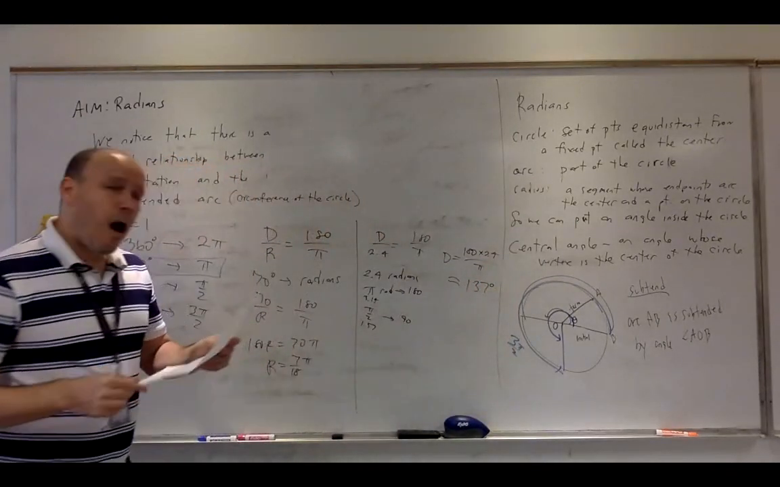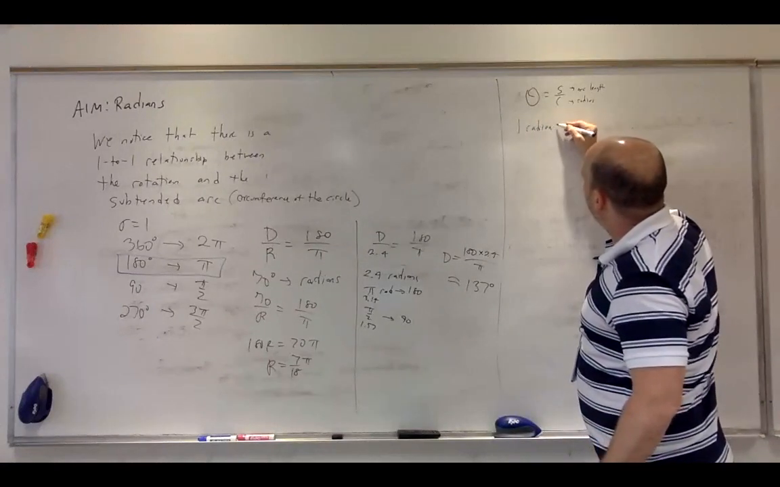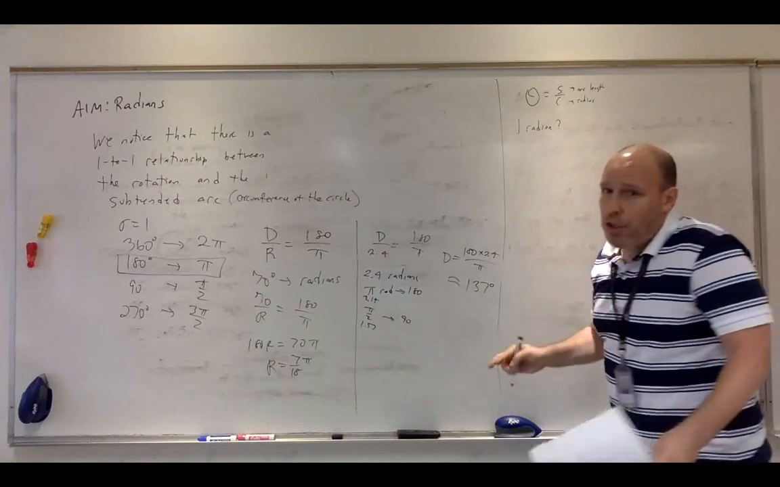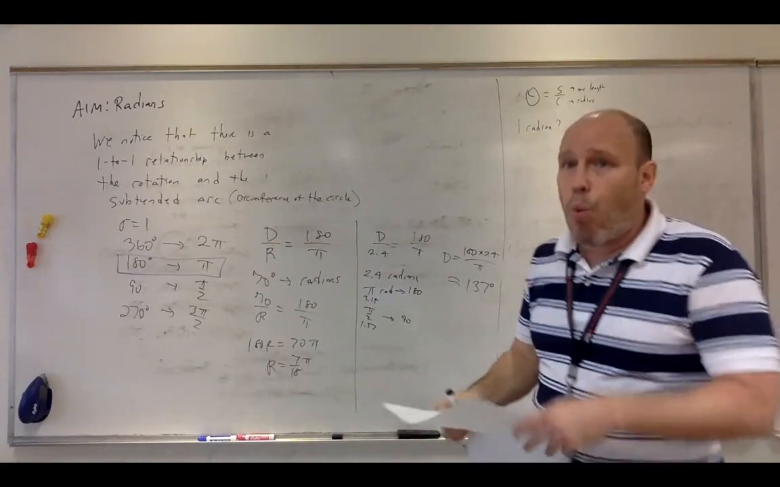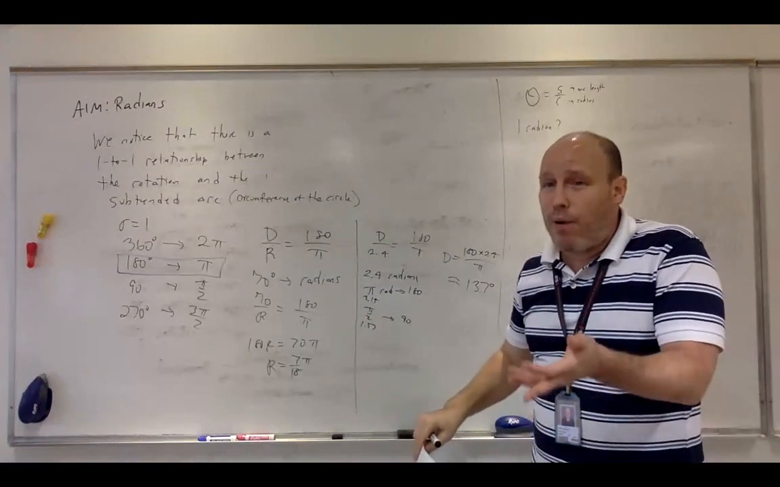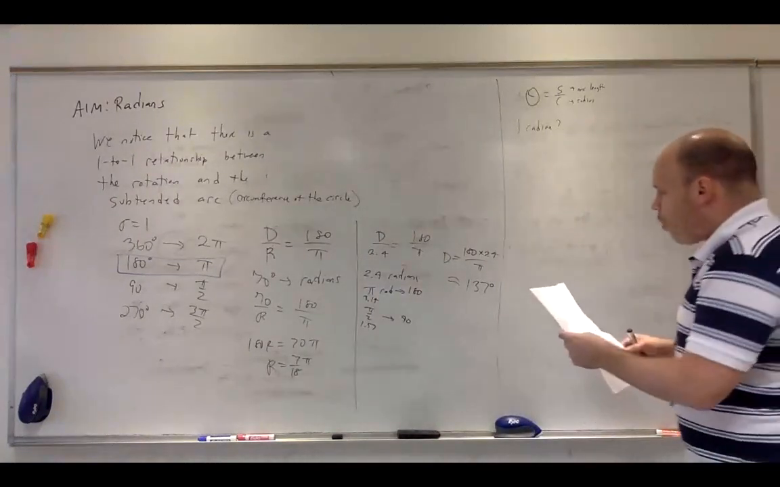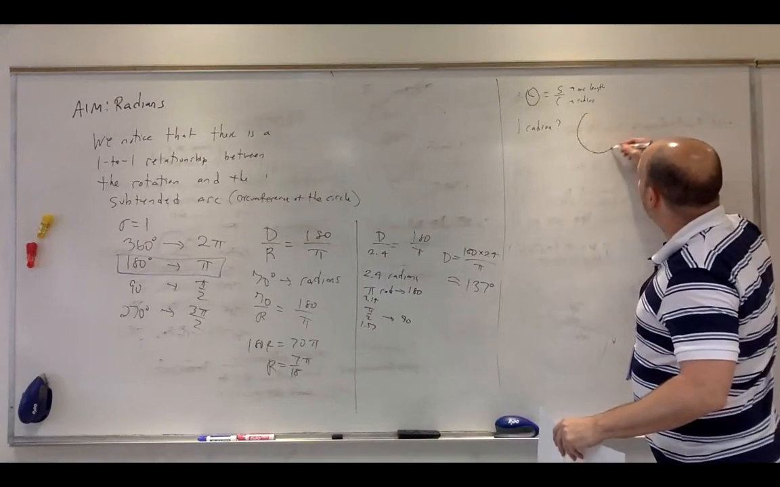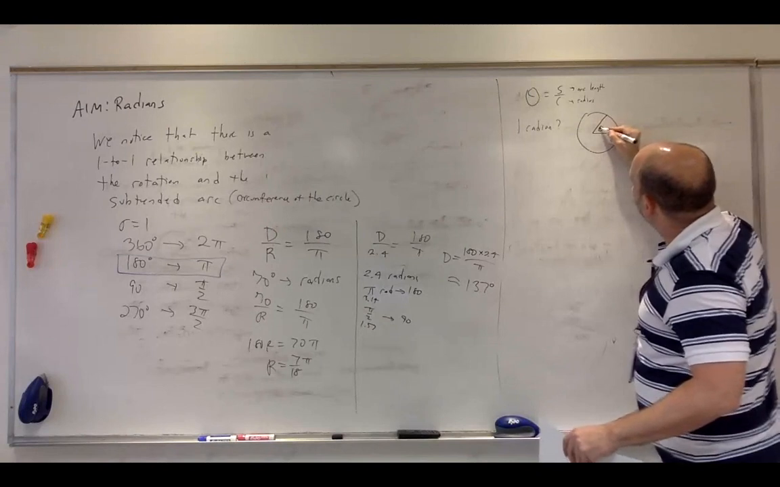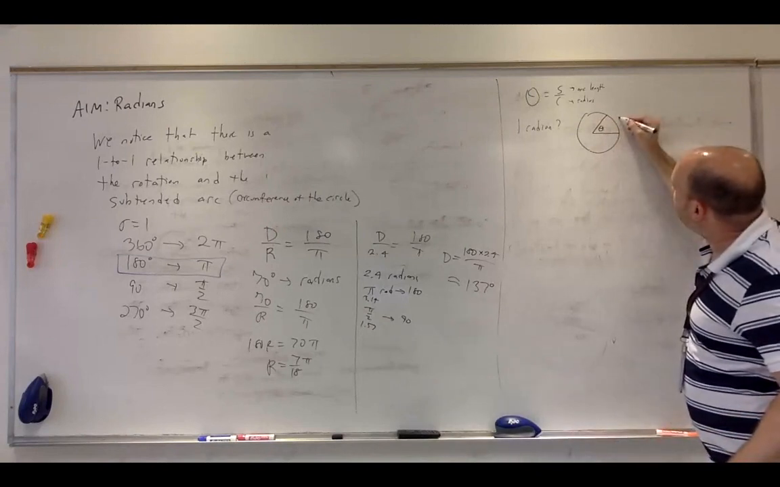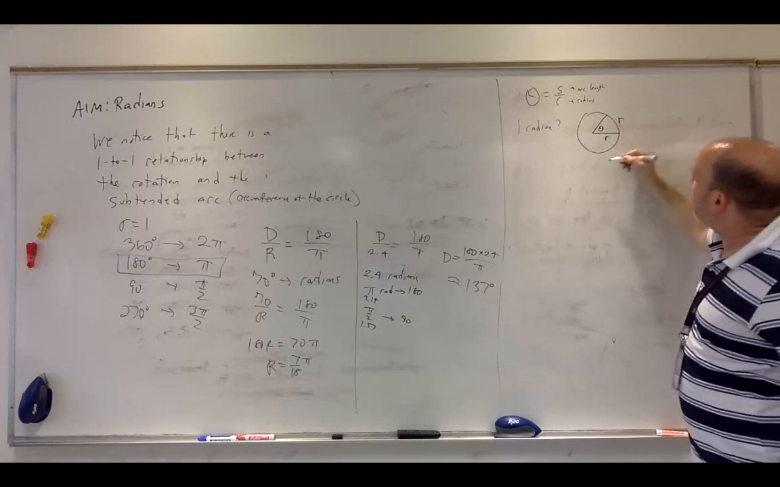Good. What is 1 radian? What does that mean, 1 radian? Well, it's a radian measure, like 1 degree, 1 year, 1 mile. So what is 1 radian? Well, it turns out that 1 radian is actually the angle in which the arc length, the subtended arc length, is equal to the radius.